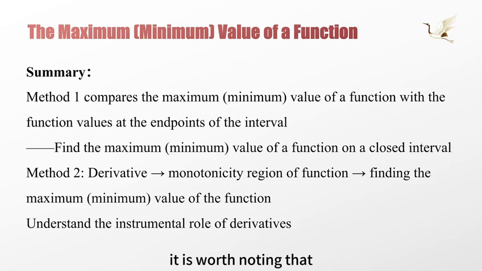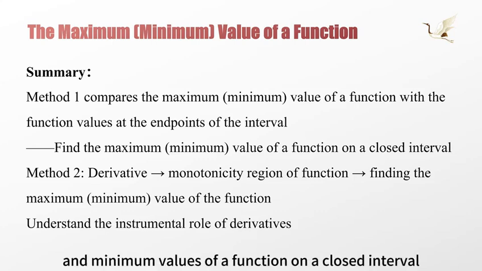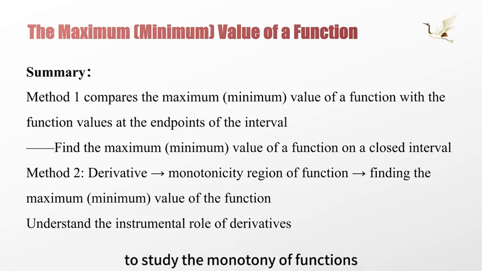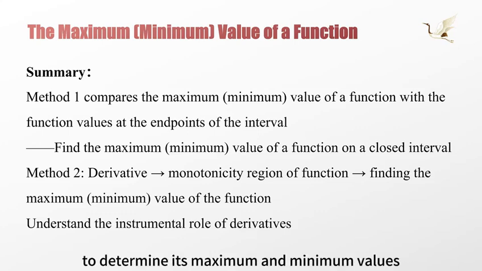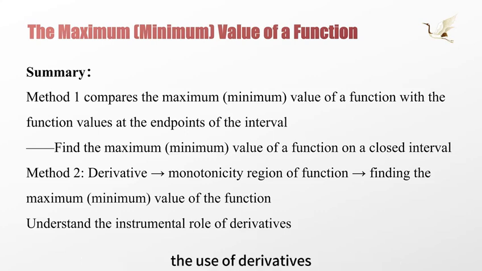It is worth noting that this method is suitable for finding the maximum and minimum values of a function on a closed interval. The second method is to use derivatives to study the monotonicity of functions. Furthermore, we can utilize the monotonicity of a function to determine its maximum and minimum values. The commonality between these two methods is the use of derivatives to study the monotonicity of functions. Everyone should pay attention to the instrumental role of derivatives in this process.